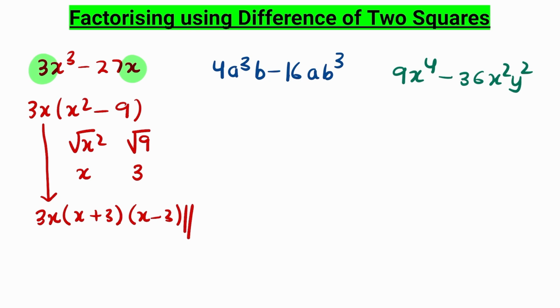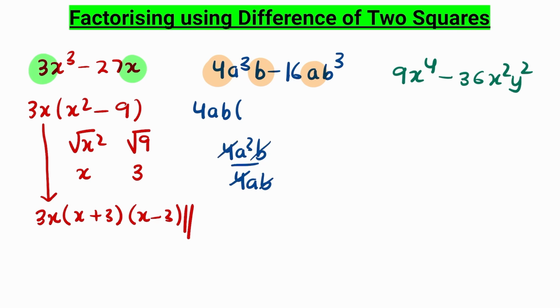Let's move on to our second example. We can see that here 4 is common, a is common, and also b is common. We can take 4ab out as a common factor. 4ab. So what's remaining within the brackets? 4a to the power 3b divided by 4ab. Here 4 and 4 cancel out. Here b and b cancel out.